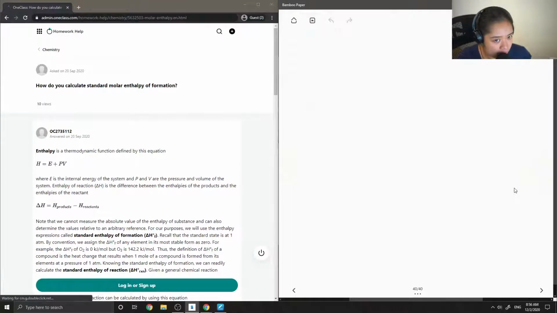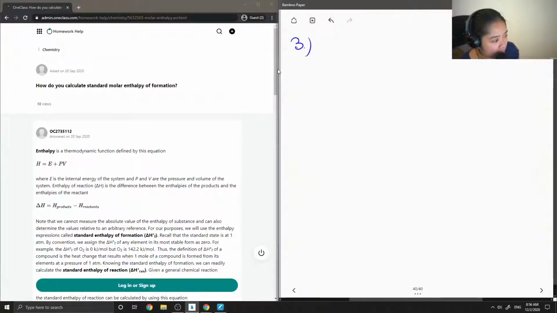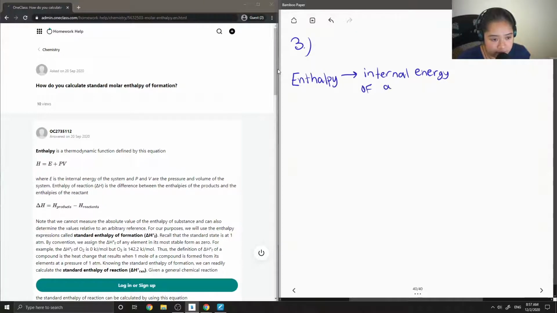Okay, so on to question number 3. How do you calculate the standard molar enthalpy of formation? So enthalpy, I'll just give a brief definition, is basically like the internal energy of a system.